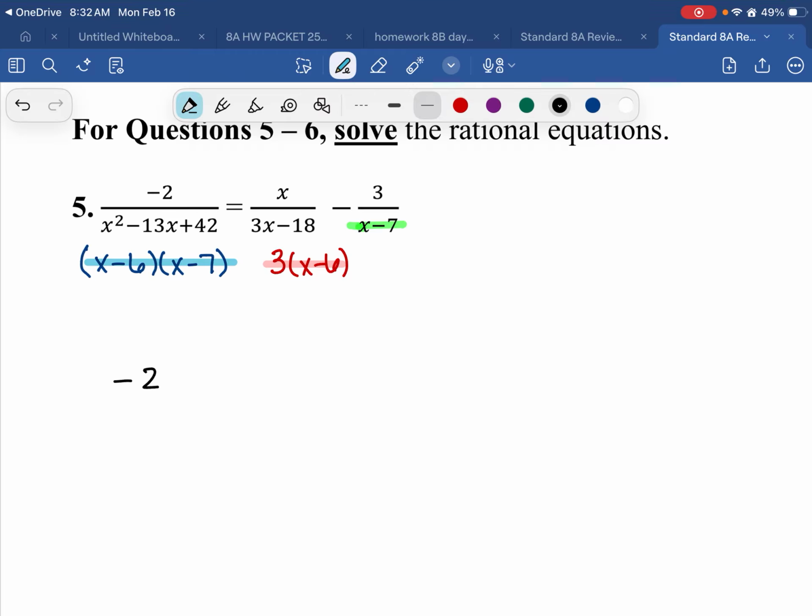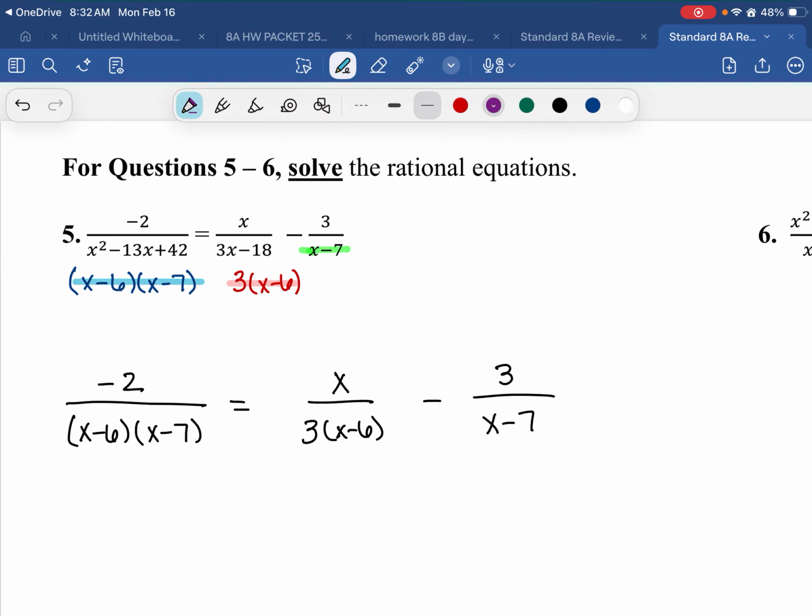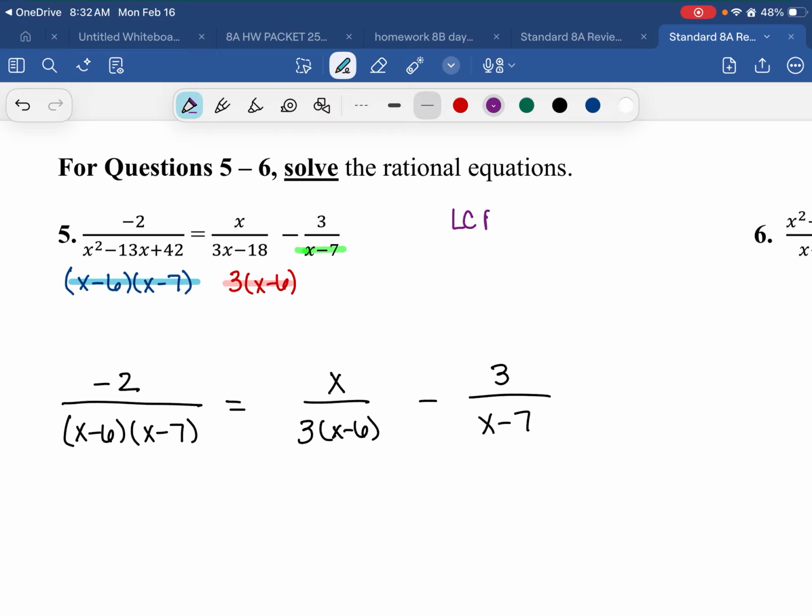So I have negative 2 divided by x minus 6 and x minus 7 equals x over 3 times x minus 6, minus 3 over x minus 7. And to find my LCD, I'm going to take everything that I see, and I'm going to write down what is in the first denominator and then combine everything as I go through. So the first denominator, I have x minus 6 and x minus 7, which was covered in my blue fraction factoring.